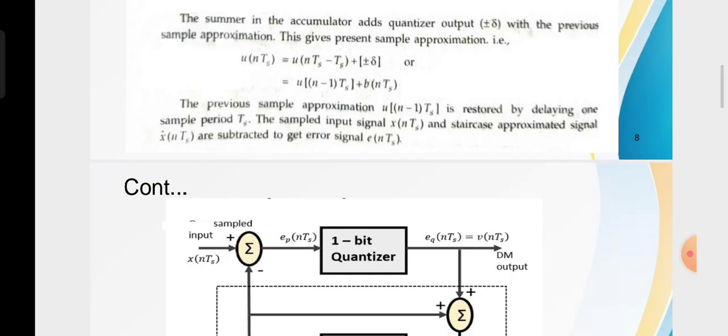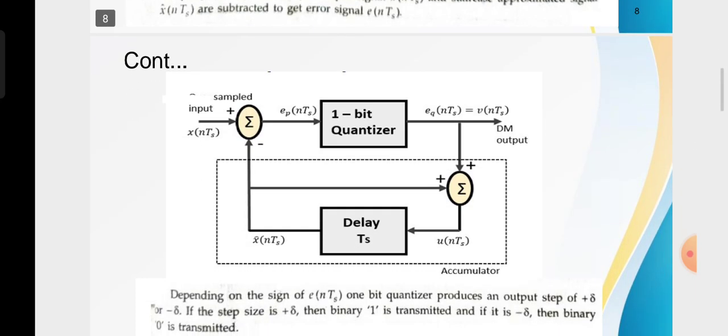The plus or minus delta we replace by b of nTs. The previous sample approximation u of (n-1)Ts is restored by delaying one sample period Ts. The sampled input signal x of nTs and the staircase approximated signal x cap of nTs are subtracted to get the error signal e of nTs.